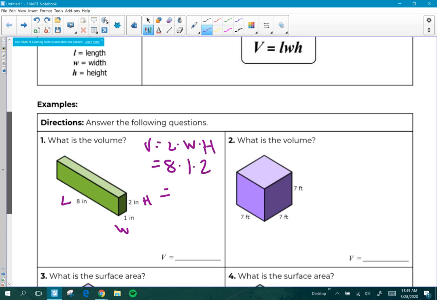At this point, you can use your calculator. I'll just keep going by hand. So 8 times 1 is 8. Bring down the 2. 8 times 2 is 16. So my volume is 16 inches cubed.